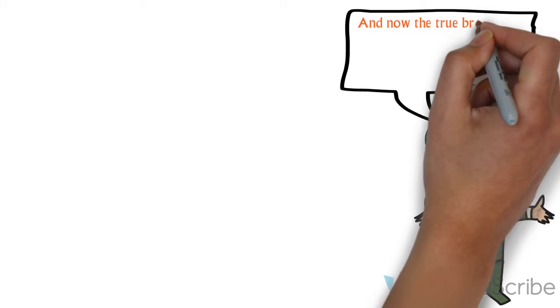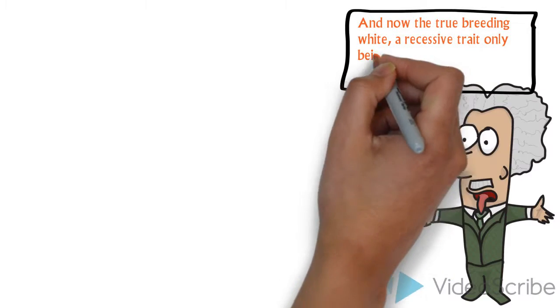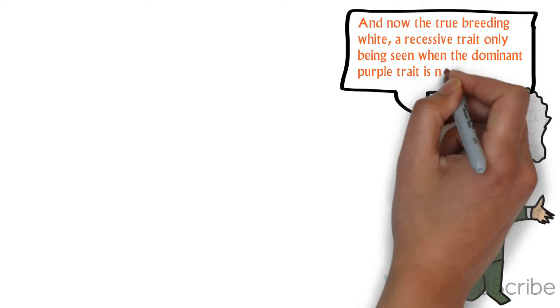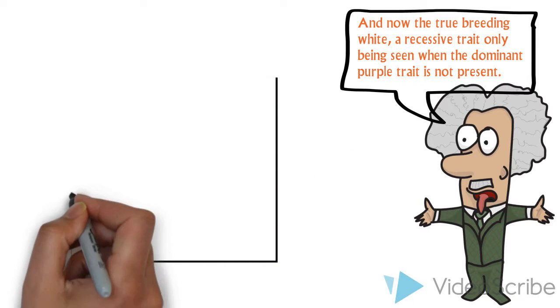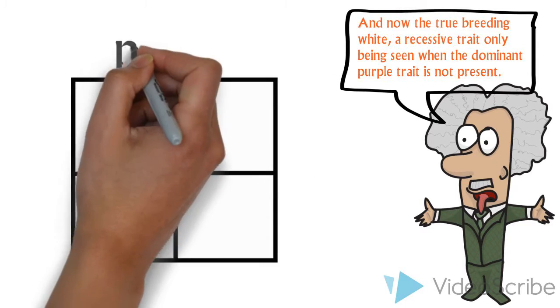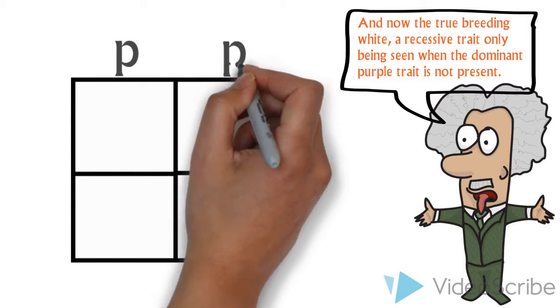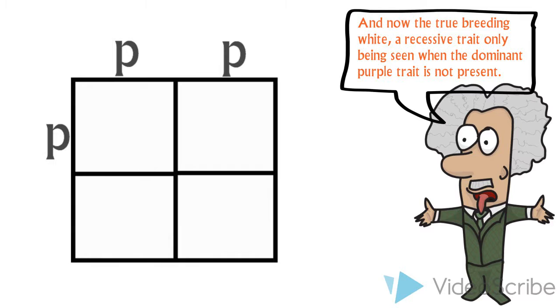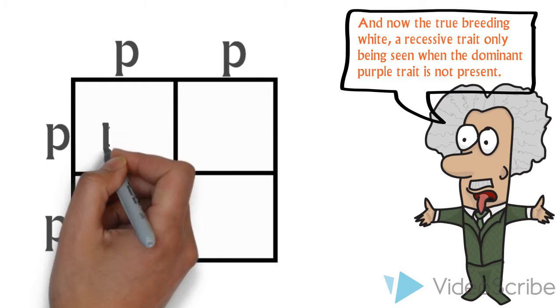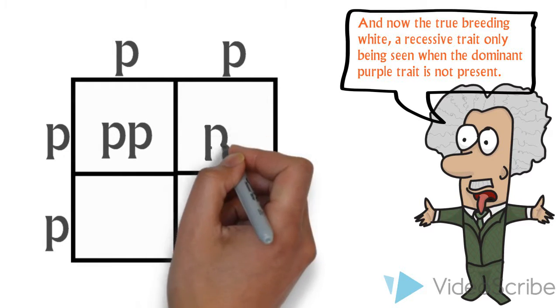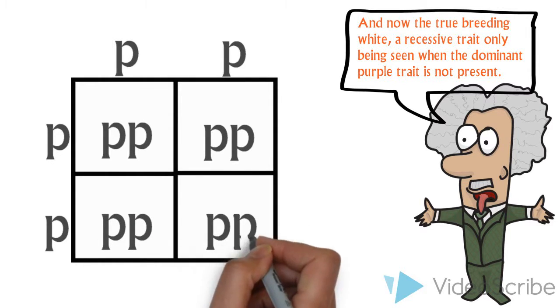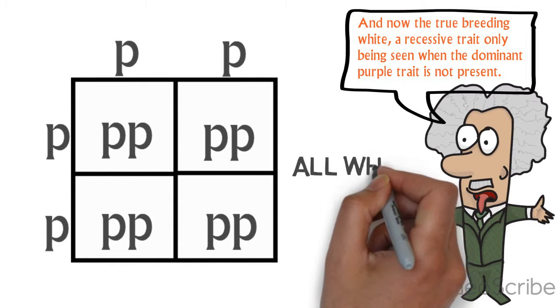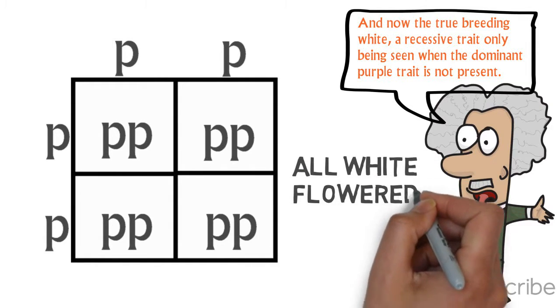And now, the true breeding white, a recessive trait, only being seen when the dominant purple trait is not present. Our Punnett square will now have these white flowering parents represented with 2 lowercase p's for the recessive white flowering trait. And there you see our parents represented. Again, we're going to move these letters down and across to determine possible offspring combinations for genotype. And the result is all lowercase p's, the result being all white offspring.